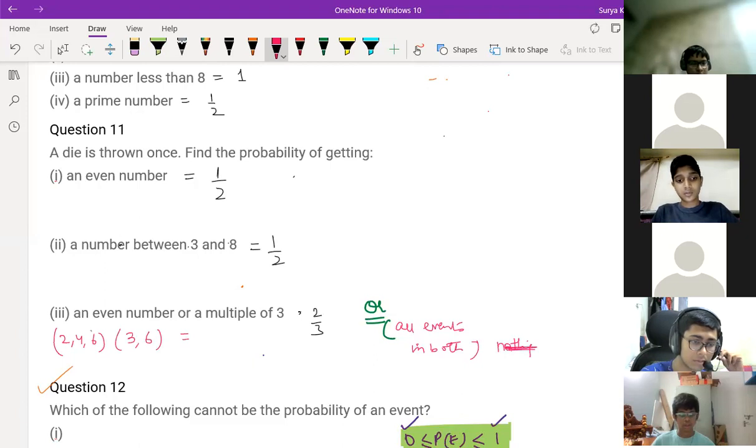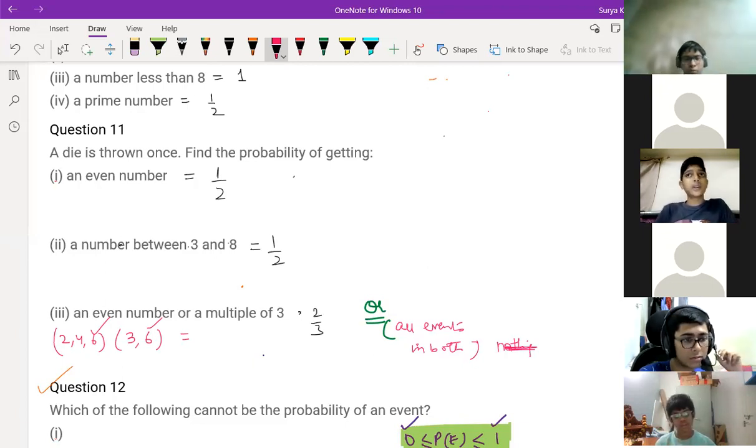See, here 6 and 6 is matching, so you should count only one time. Please keep silence. Let me finish first, then you just ask your doubt.